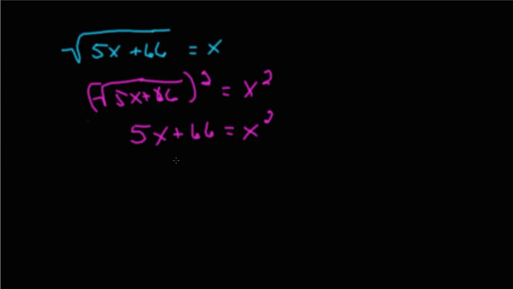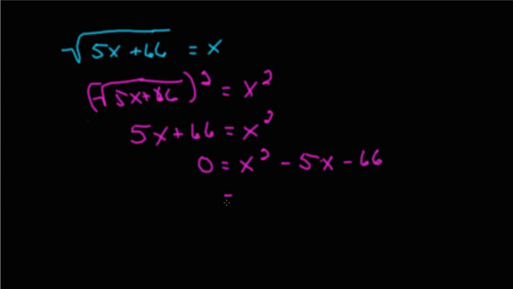Now, along the same lines, if we subtract 5x and 66 from both sides of this equation, we can rewrite it as 0 equals x squared minus 5x minus 66. Sorry, we subtract from both sides, so it'll give us a negative. Got to make sure of your signs here. x squared minus 5x minus 66 equals 0.